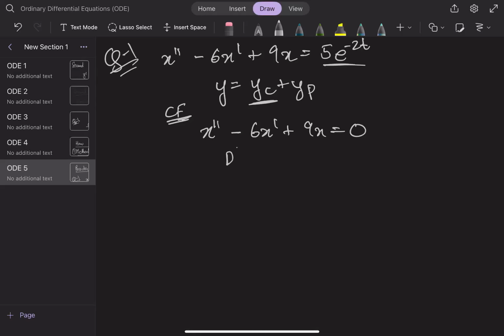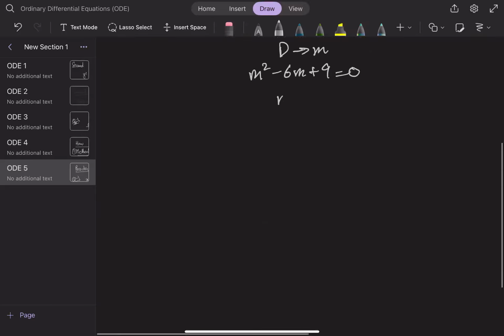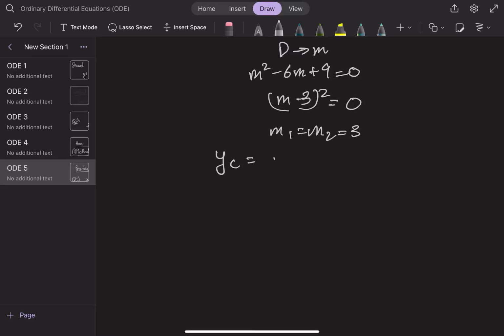So operator form. Now replace D with M. So this is (M minus 3) whole square. So your M1 is equal to M2 is equal to 3. So in this scenario, your yc is equal to (C1 plus tC2) times e raised to 3t.